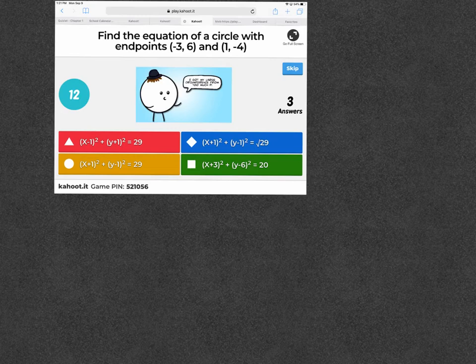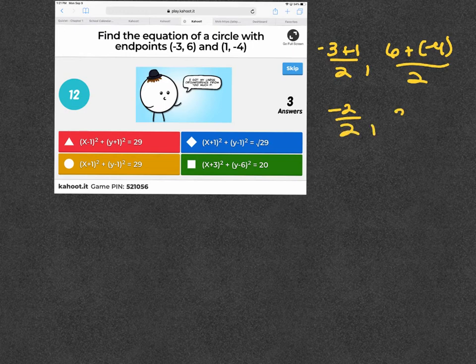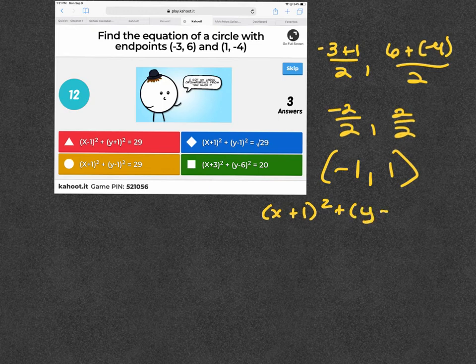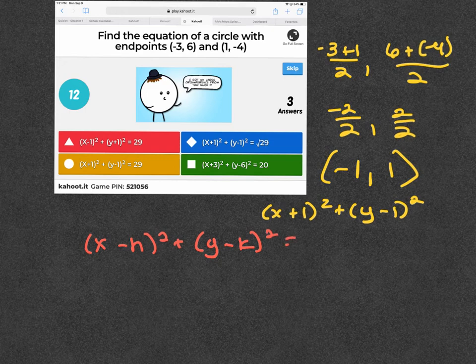All right, how do I find the center? Midpoint. So negative 3 plus 1 over 2, 6 plus negative 4 over 2. So again, this is multiple choice. Tomorrow's test won't be, but if this was a standardized test, you can already rule out 2 of them just by that, because I know it's got to be x plus 1 squared plus y minus 1 squared. Then you have options, but my advice is to stick to the standard form: x minus h squared plus y minus k squared equals the radius squared.